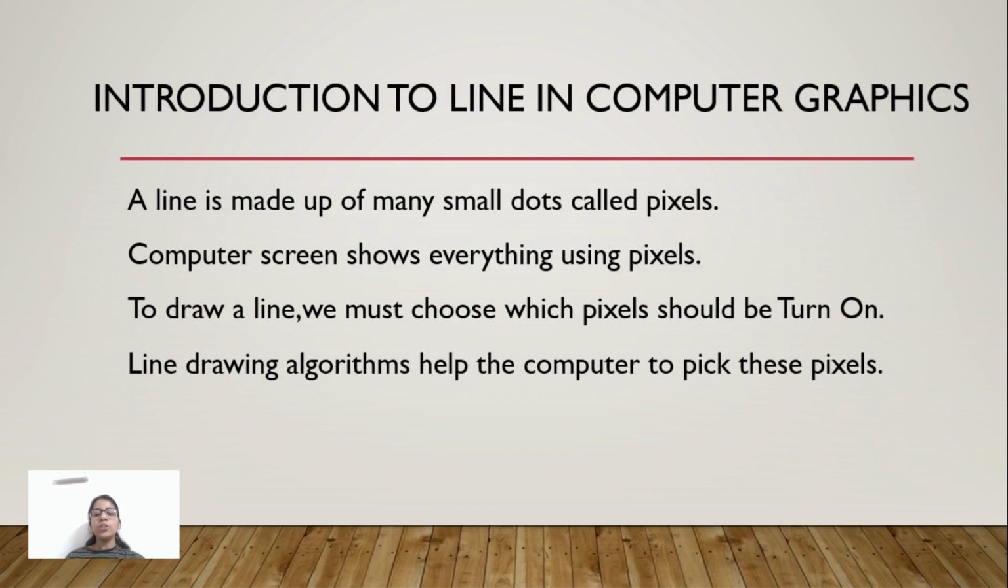So, introduction to line in computer graphics. If we talk about drawing a line in a notebook, it is very normal, it is very easy, but drawing a line in a computer is quite different because we are using pixels. On a computer screen, everything is displayed using tiny dots which are called pixels. When we want to draw a line, we are actually choosing which pixels should be turned on so that the line looks continuous. Line drawing algorithms help us decide exactly which pixel should be activated.